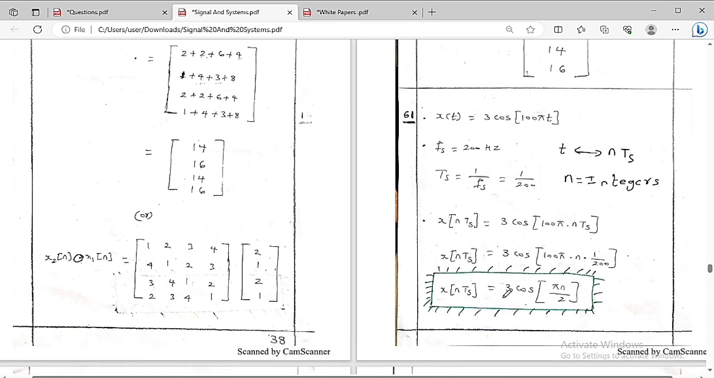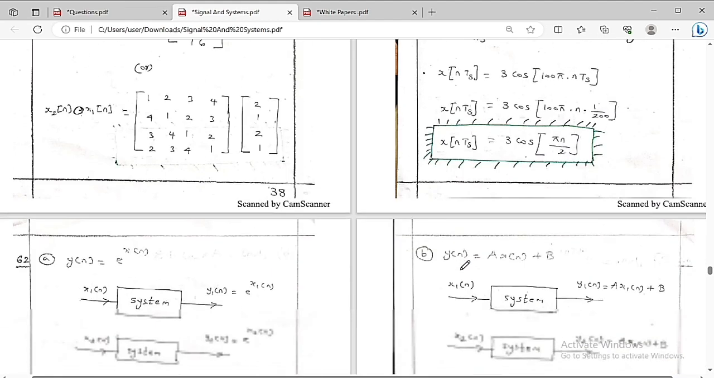So this is a very, very simple thing. Just what we have done, we have replaced t by nTs, then we convert the analog signal to the discrete time signal. If you replace t by nTs, and Ts is nothing but 1 by fs, the substituted values will be simplified. So we get the expression of the discrete time signal, which is nothing but 3 into cos of pi n by 2. So this is the correct solution of this question.